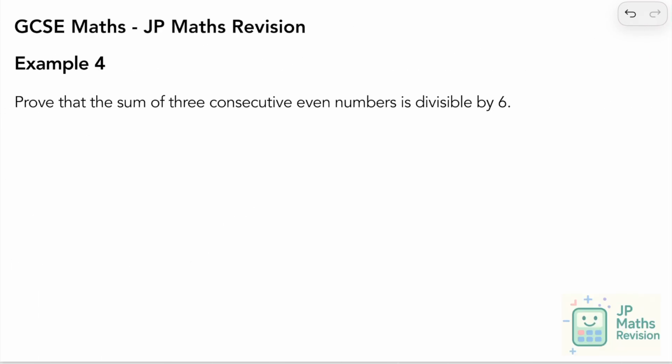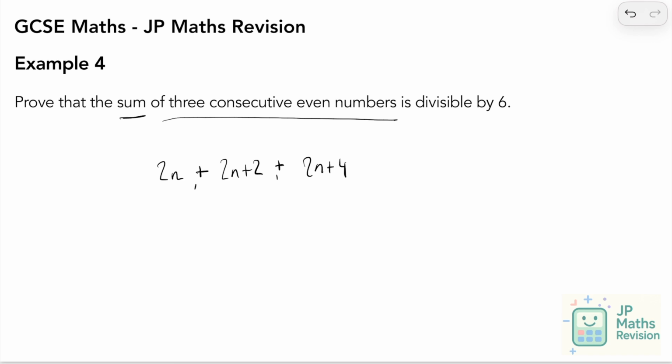Here's another example. I need to prove that the sum of three consecutive even numbers is divisible by 6. So I'm going to define my three consecutive even numbers first. My first one I'm going to say is 2n. Then my next one's just going to be 2n plus 2. And my next one's going to be 2n plus 4. I'm finding the sum, so I'm going to now add them all.